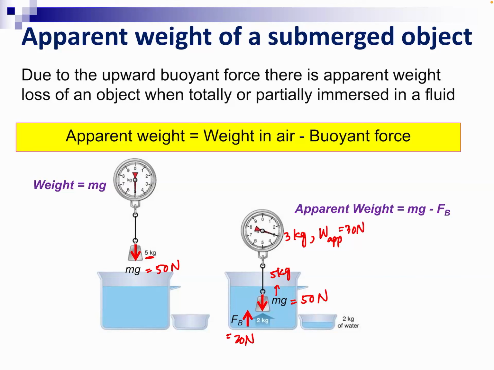And so we call the difference in the weights in air and in fluid the apparent weight. So apparent weight is the weight of the object in air minus the buoyancy force. This buoyancy force is, of course, equal to the weight of the fluid that is displaced by the object. And so if you have a buoyancy force of 20 newtons, then the weight of the fluid displaced by the object should also be 20 newtons, as Archimedes' principle says.